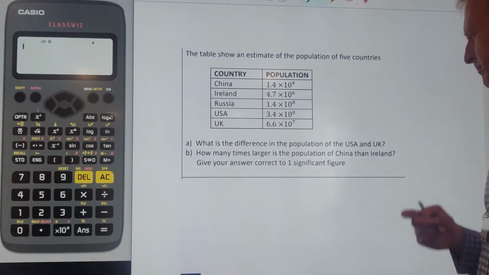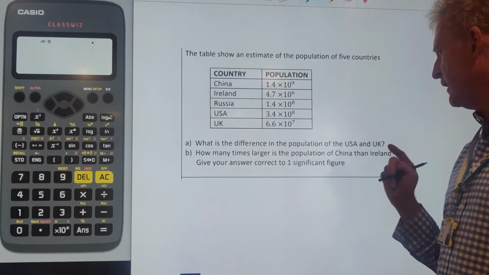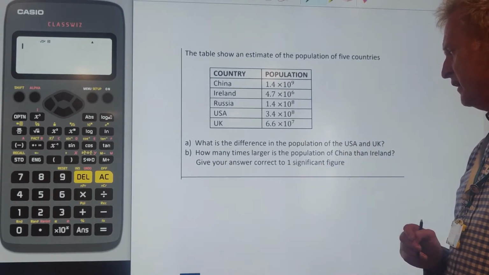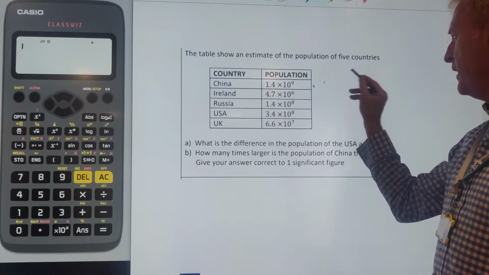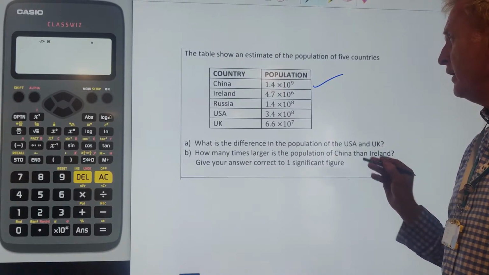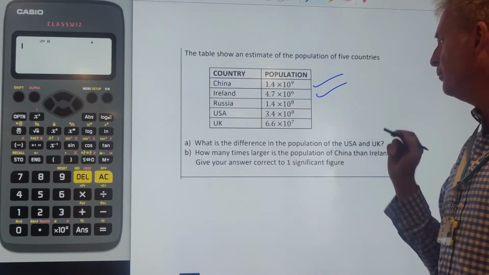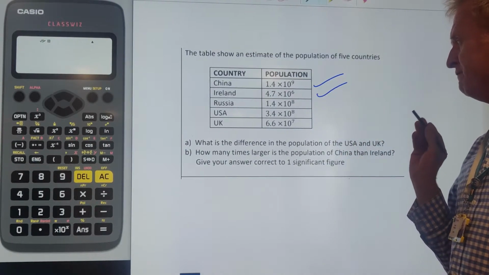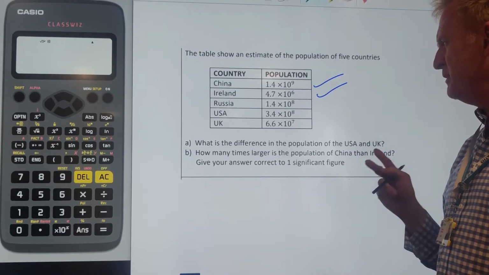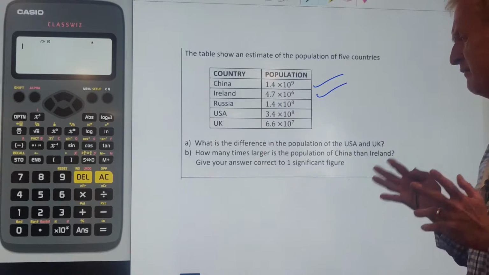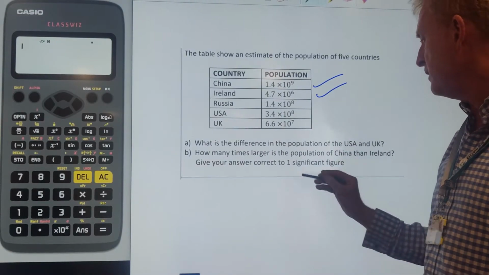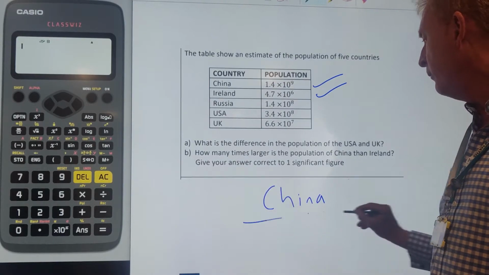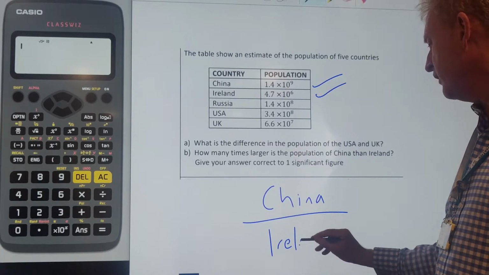So the second part of this question, we're being asked how many times larger is the population of China than Ireland? We're being asked to give our answer to one significant figure. So basically we've got the population of China here, 1.4 times 10 to the power of 9. We've got the population of Ireland, 4.7 times 10 to the power of 6. Obviously both of these numbers are written in standard form again. This time we've got to think about what sort of calculation we're going to be doing. Is it adding, subtracting, multiplying, dividing? If you want to know how many times bigger one place is than something else, we're going to want to divide the population of China by the population of Ireland.